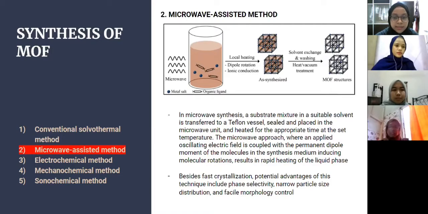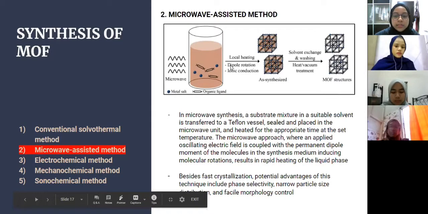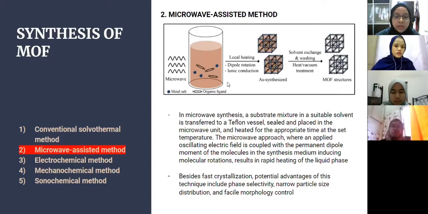In microwave synthesis, a substrate mixture in a suitable solvent is transferred to a Teflon vessel, sealed, placed in the microwave unit, and heated for an appropriate time at the set temperature. In this approach, an applied oscillating electric field is coupled with the permanent dipole moment of the molecules in the synthesis, inducing molecular rotation, which results in rapid heating of the liquid phase. Besides fast crystallization, the potential advantages of this technique include phase selectivity, narrow particle size distribution, and facile morphology control.